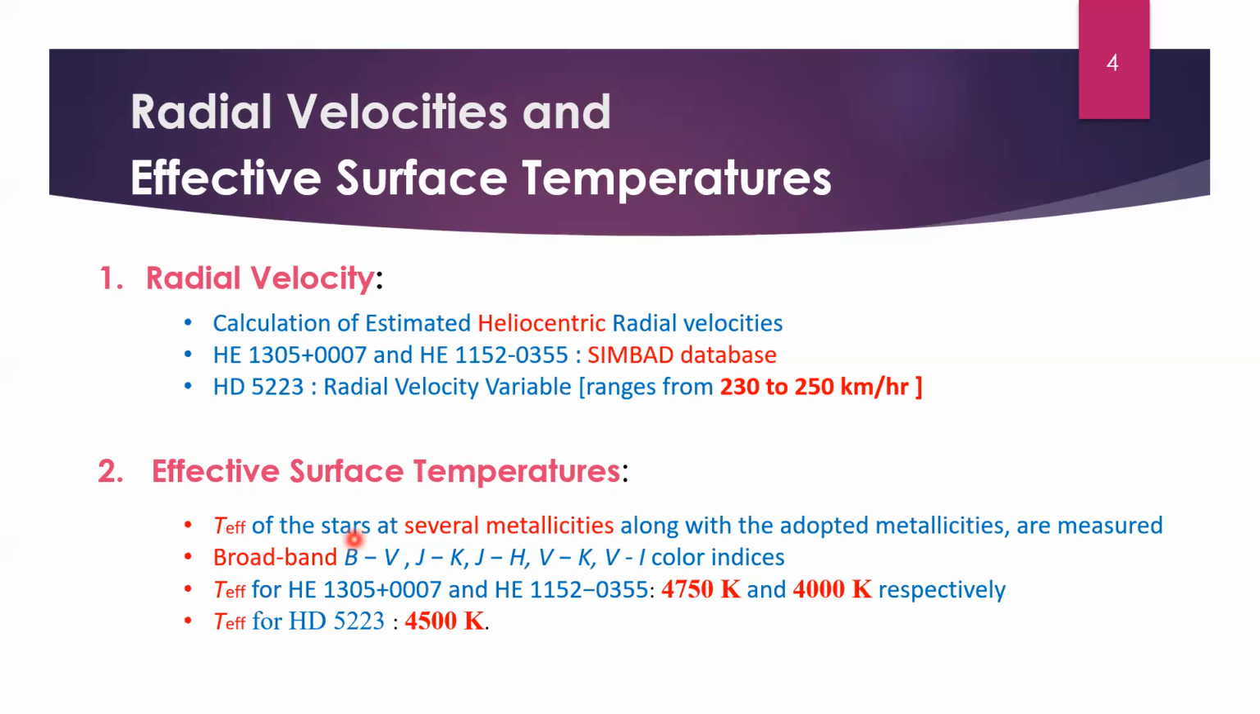Then, using the BVRI photometry, several bands are used to estimate the effective surface temperatures subject to the input metallicities of these stars. Hence, through the IRAF software, it is possible to calculate the temperature of these stars as here. For these 2 stars, we have the temperatures 4750 Kelvin and 4000 Kelvin respectively.